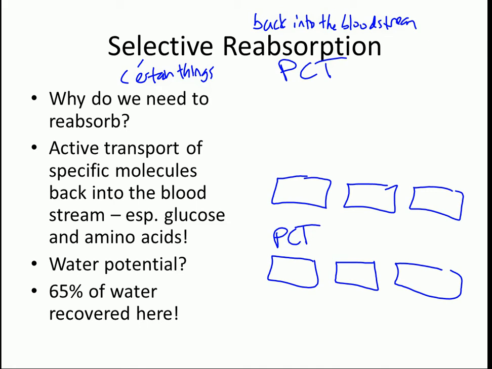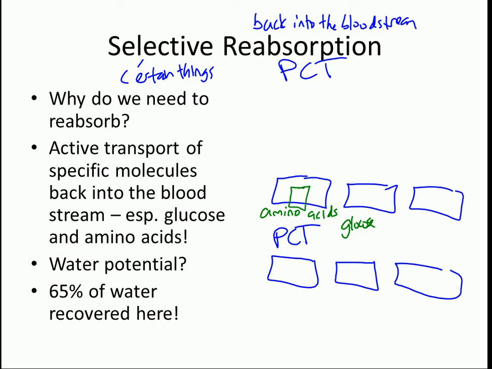And we're going to want to specifically move certain things from the proximal convoluted tubule back into the bloodstream. And so to move these really specific things, say glucose, we want to move glucose out, or we want to move amino acids out. In order to move all of them out, even going from a low concentration to high concentration, we're going to use active transport.